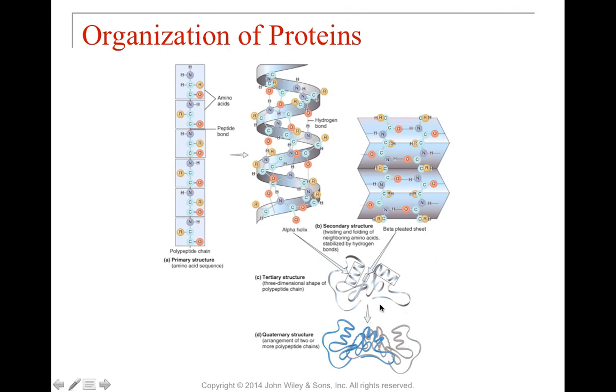And then if we put a couple of these polypeptides together, we can end up with a quaternary structure. One of the most classic examples, of course, is going to be hemoglobin, which has 4 separate globin molecules inside of it that come together in quaternary structure to make hemoglobin.